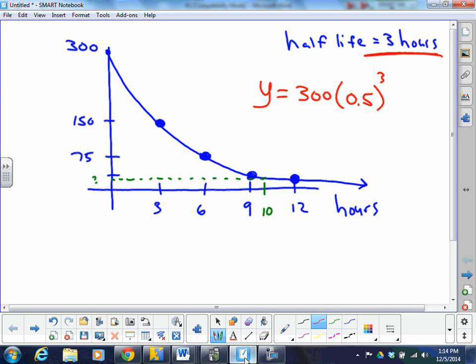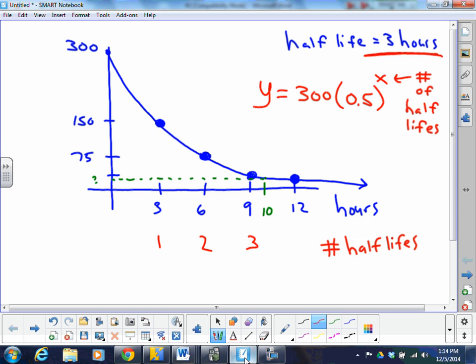okay? Or I can't just throw a 10 up there, because what needs to happen is the x value needs to be the number of half-lives that happen. Because each half-life is when the value gets cut in half. So if we set up a scale down here, the number of half-lives, again, each half-life is 3 hours, right? So that's 1 half-life. 6 was 2 half-lives. 9 was 3 half-lives, right? 12 was 4 half-lives, again, because each one is 3 hours. So that's what the exponent needs to represent.